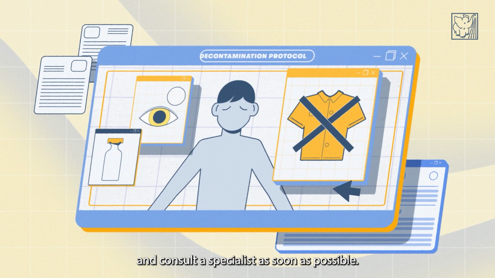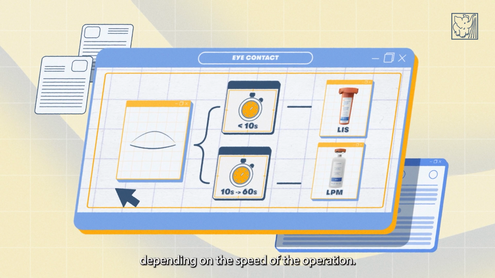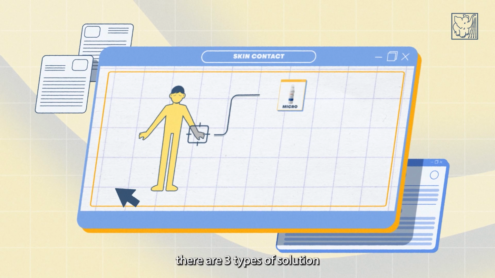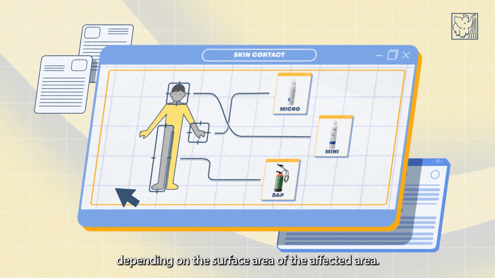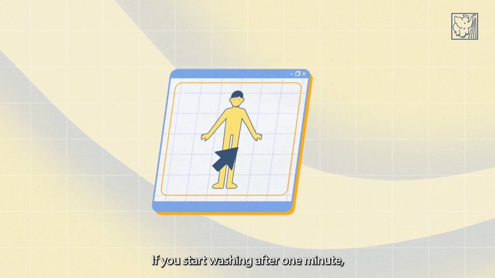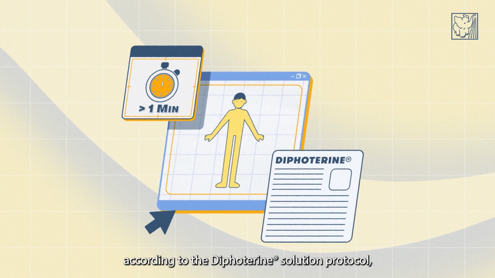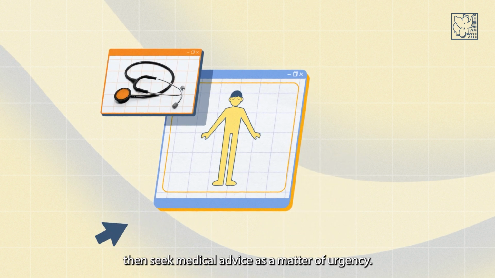Finally, do not put on clothes that have been soiled by washing or chemical products, and consult a specialist as soon as possible. In the event of eye contact, there are two solutions, depending on the speed of the operation. In the case of skin contact, there are 3 types of solution depending on the surface area of the affected area. If you start washing after 1 minute, extend the wash time by affected surface according to the diphoterine solution protocol. Then seek medical advice as a matter of urgency.